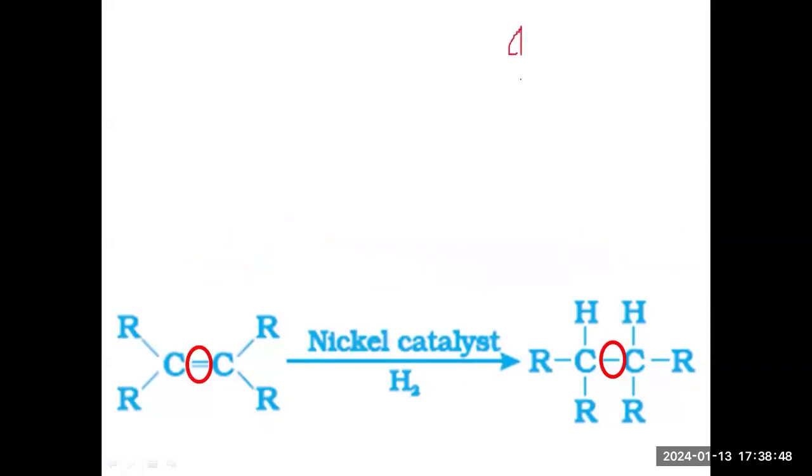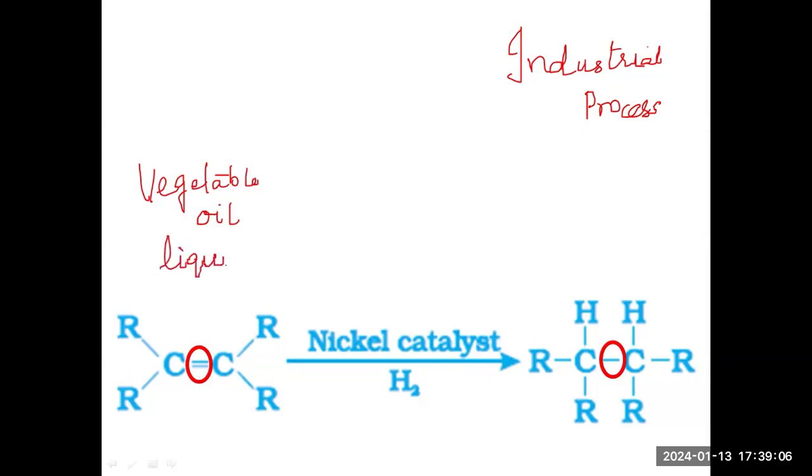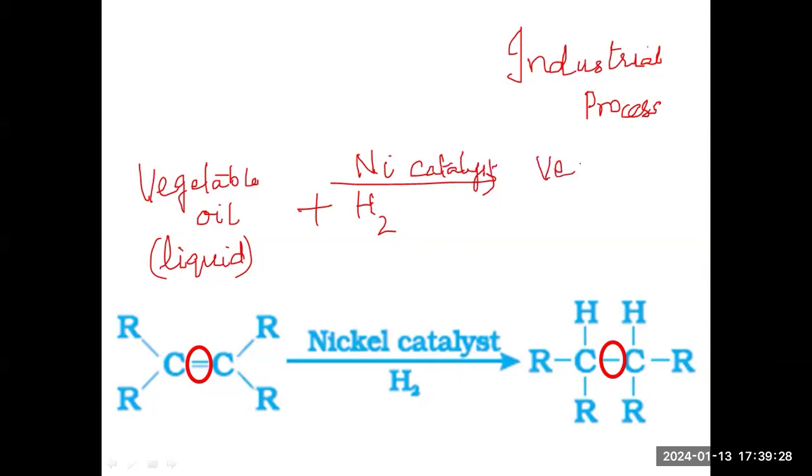Now, this is an industrial process. You know what happens? They take vegetable oil, which is liquid. There are many examples like coconut oil, palm oil, mustard oil. They take any oil and add hydrogen into it in the presence of nickel catalyst. So what happens? It converts to vegetable ghee. This is solid. They do it in industries.